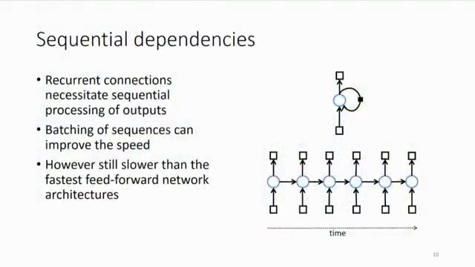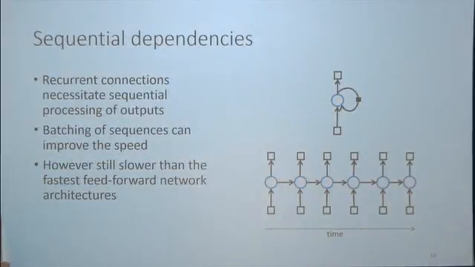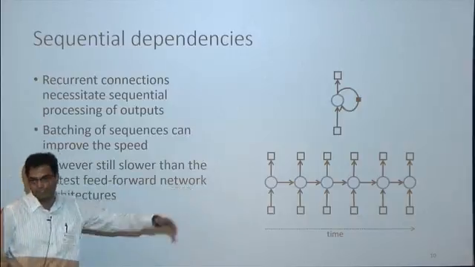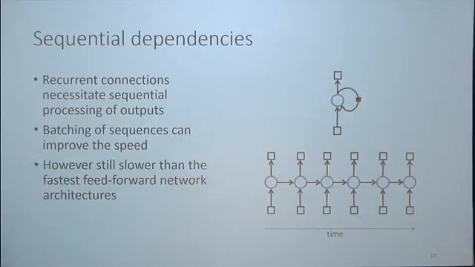Sorry, why does it necessitate the sequential processing of the outputs as opposed to just the hidden state vector? So I just mean the hidden state as the output of the network. Yeah, okay. Not the actual posterior. Outputs. Okay.